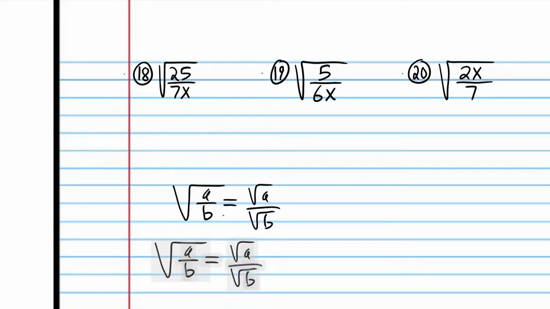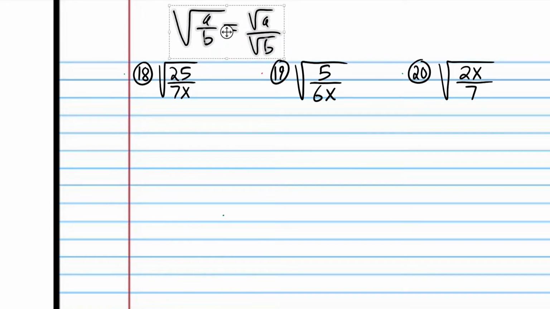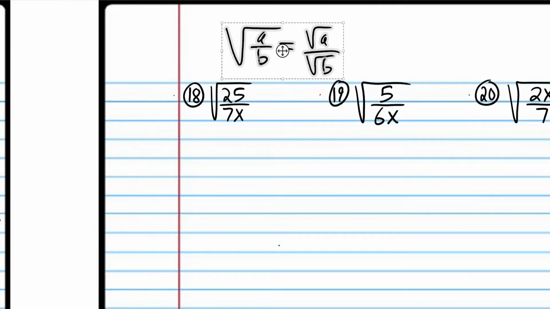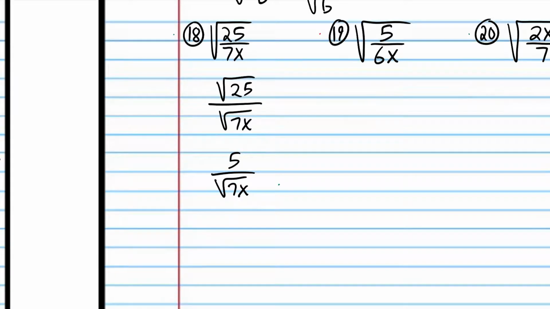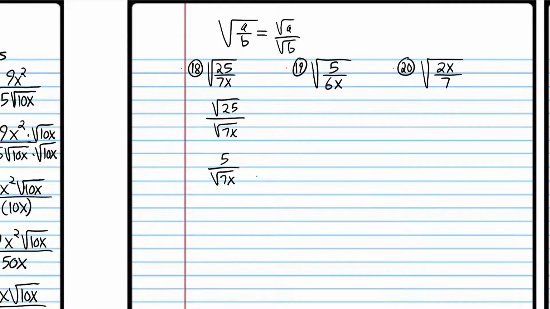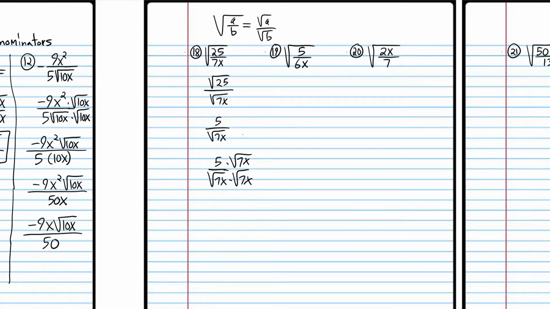All right, we're back. So using that principle again up there, we have root 25 over root 7x, which is just 5 over root 7x. Now we have a root in the denominator. So we have to multiply both sides of the fraction by root 7x, because that's going to get rid of the root. And then we have 5 root 7x over 7x, and we're done.